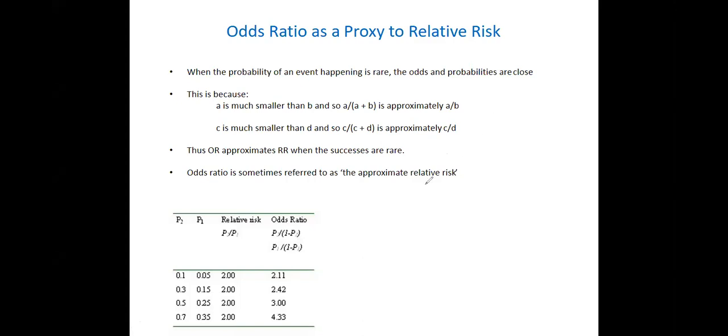Now, look at this. You remember relative risk. Relative risk is equal to A divided by A plus B, everything over C divided by C plus D.